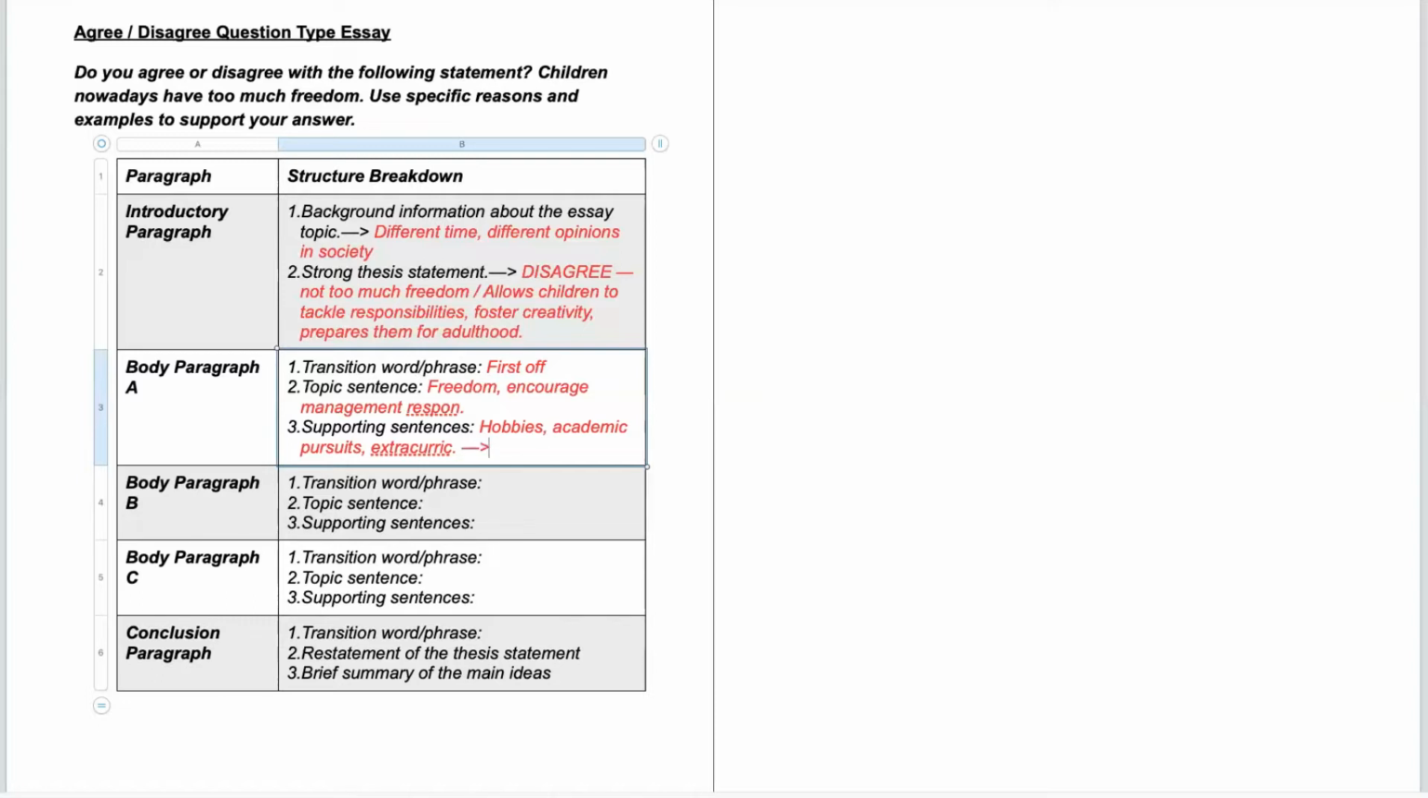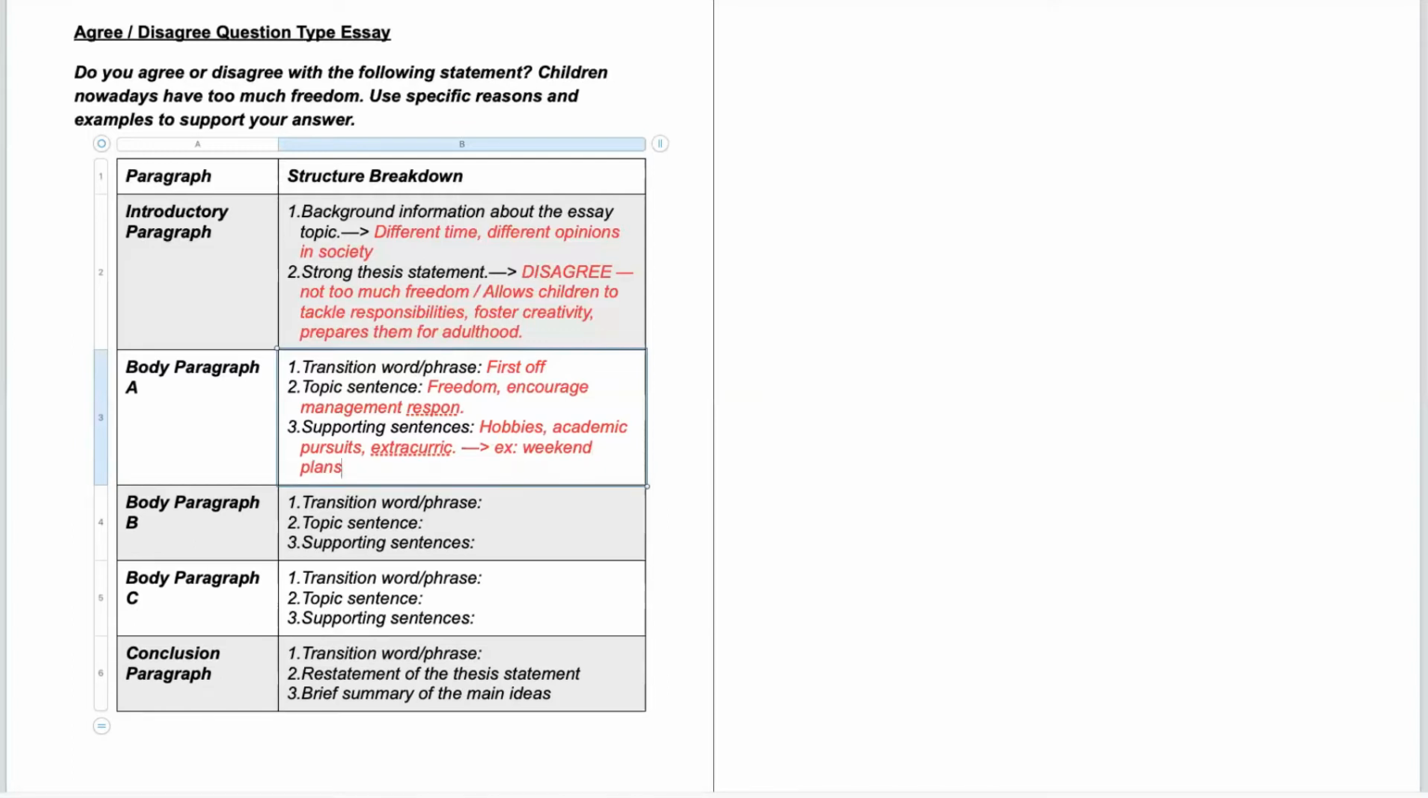Then, as an example, I'm going to talk about a weekend adventure or weekend plans with friends. And I'll talk about how if a child has weekend plans or is given the freedom to do something, they will be more likely to meet deadlines. So sort of like an incentive. And then I'm just going to wrap up this idea when it comes time for me to wrap up the paragraph. Now we're going to do the same thing for body paragraph B.